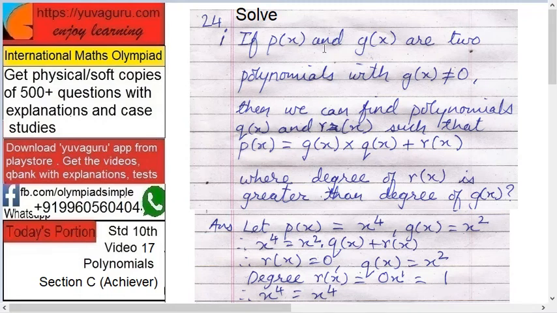First, if p(x) and g(x) are two polynomials with g(x) not equal to 0, then we can find polynomials q(x) and r(x) such that p(x) equals g(x) into q(x) plus r(x), where degree of r(x) is greater than the degree of g(x). Is it true or false? This is a normal form which we write. Dividend equals divisor into quotient plus remainder. This is as simple as that.